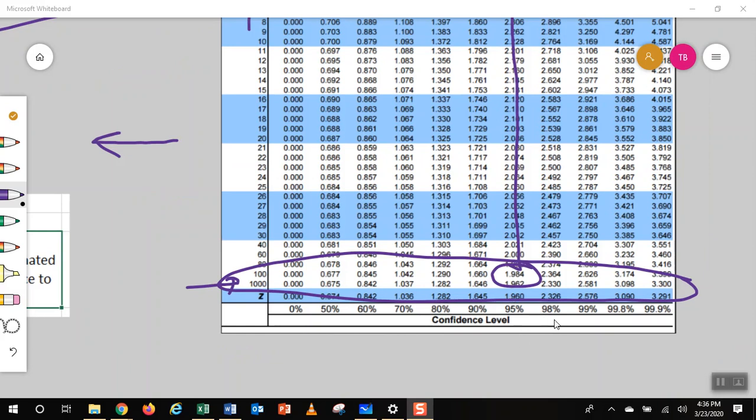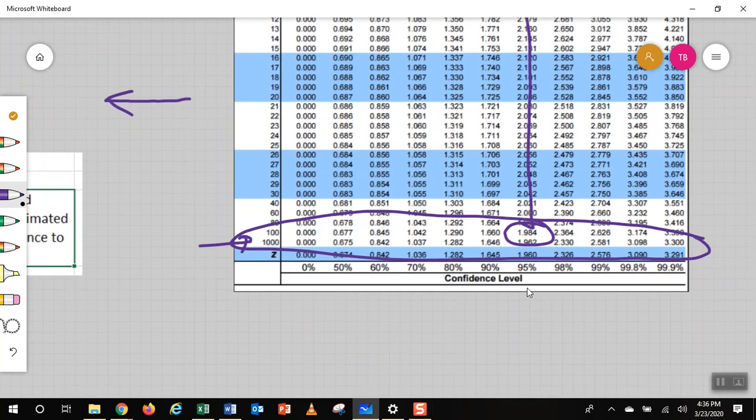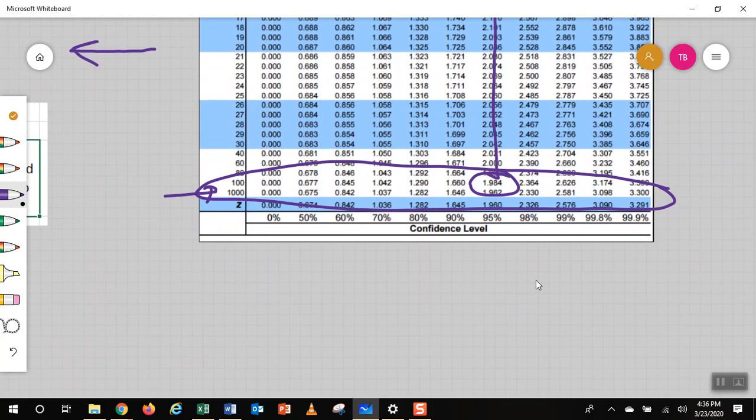What you're going to ask yourself is, the number you just looked up, in this case the 1.984, let me write this down here.